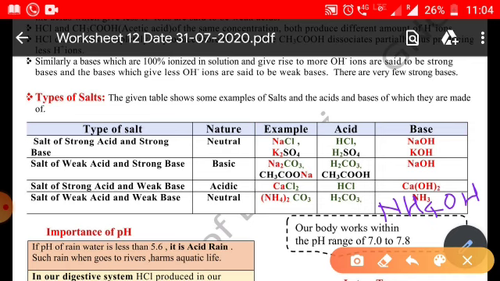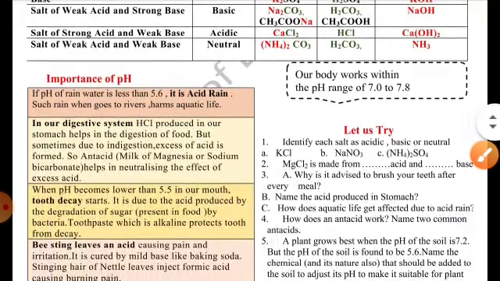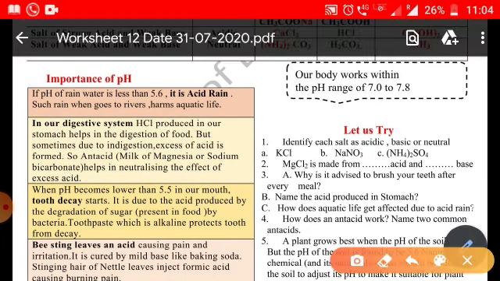Some of the daily importance of pH is given. When the pH of rainwater is less than 5.6, then it is acid rain, and such acid rain runs into rivers and decreases the pH value of the waters. When the pH value decreases, the acidity increases, and this acidity is harmful for aquatic life.